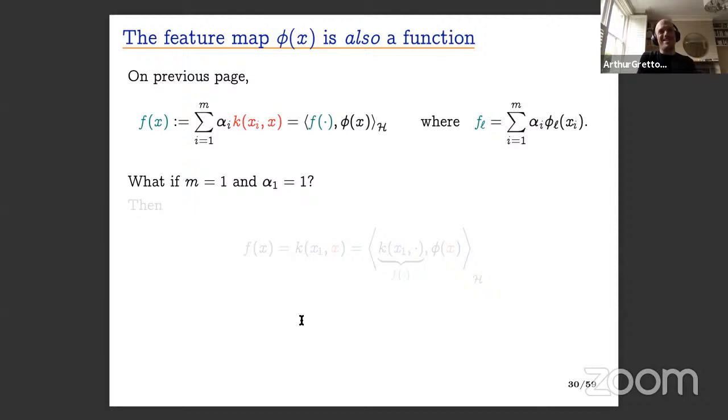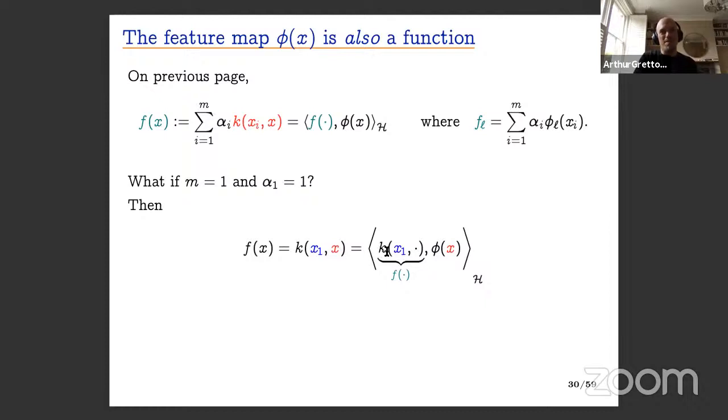Okay, here's a fun subtlety. The feature map itself is a function, which seems a bit crazy, but let's see why that is. Here is my function of x from the previous page, expressed as a sum of m coefficients times my kernels between x_i and x. This is from the previous slide, so you've seen that already. Now, what if I take a really simple function, where there's only a single term in my sum and my alpha is 1? It's a valid function. Then alpha is 1 and there's no sum, so it's k of x_1 and x.